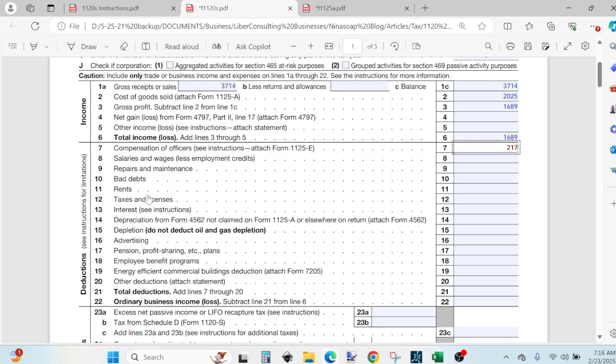Bad debts, rents. If you are renting a place outside of your house for your business, you are paying rent, it will go on rent. If you are working from home, though, I don't think it is a good idea to put it on line 11 if you are paying rent to yourself.